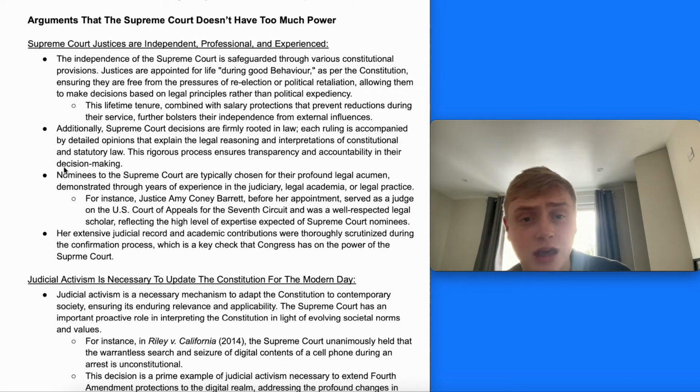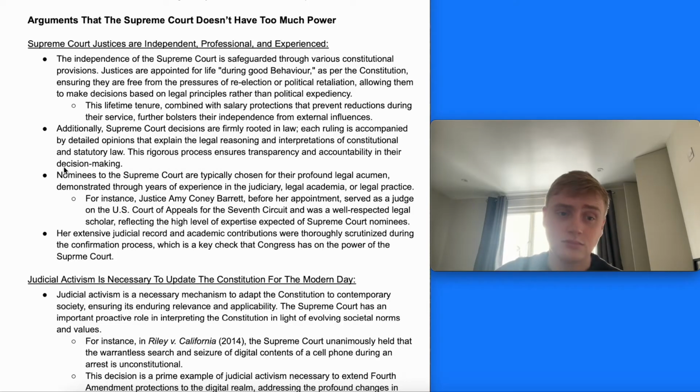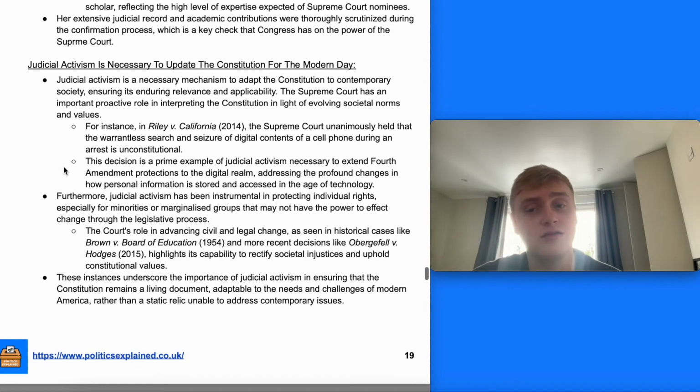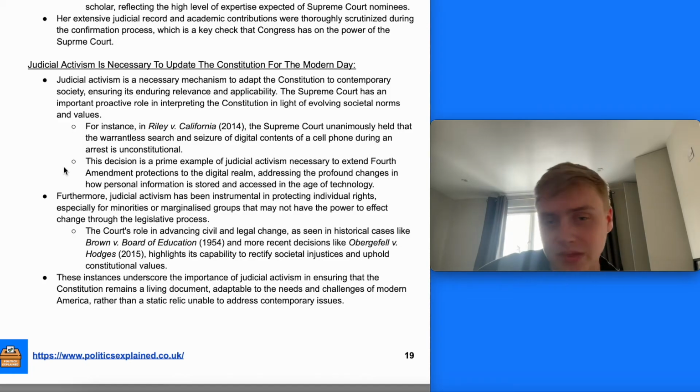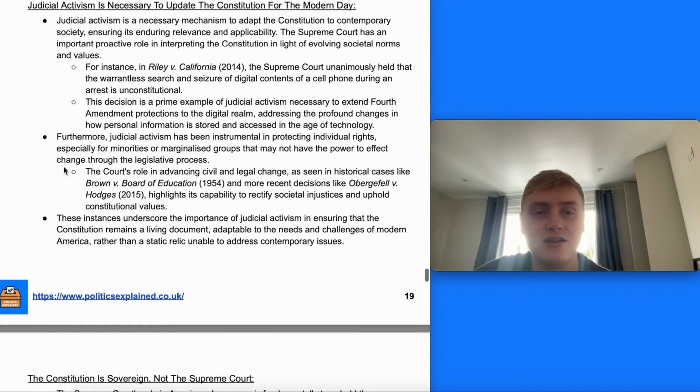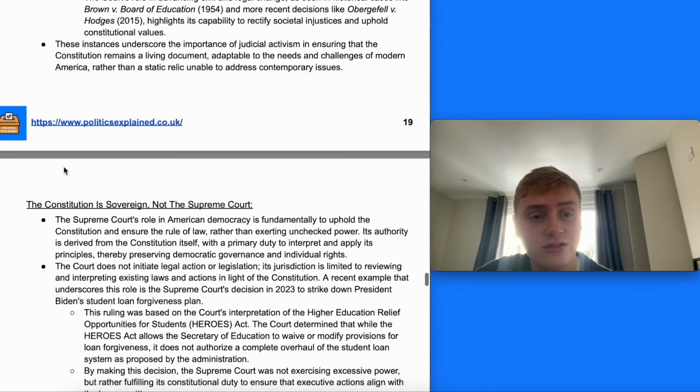Their decisions have to be firmly rooted in law, and it can be argued that nominees are chosen for their profound legal acumen. It can also be argued, as we looked at in much more detail earlier on, that judicial activism doesn't give the Supreme Court too much power, but is actually necessary to update the Constitution for the modern day, as we've looked at in a lot more detail already, but you can feel free to pause the video and have a read through the notes.